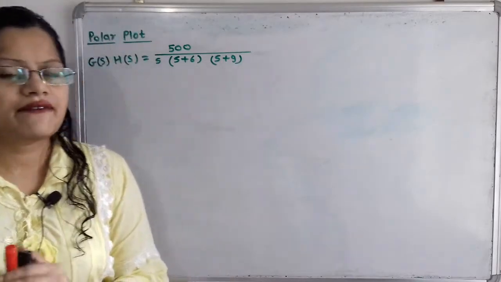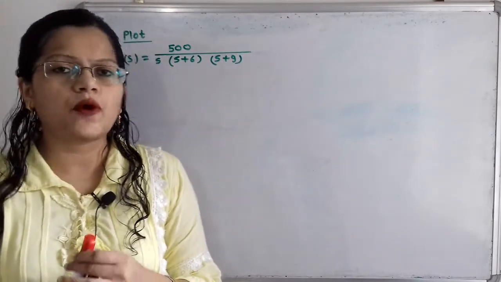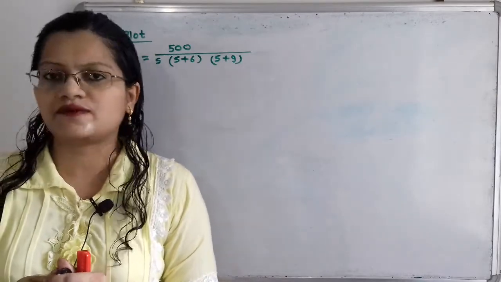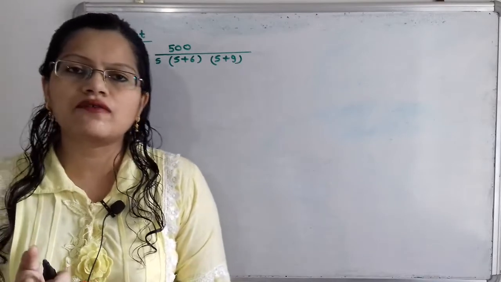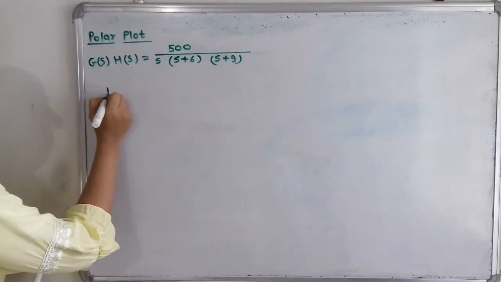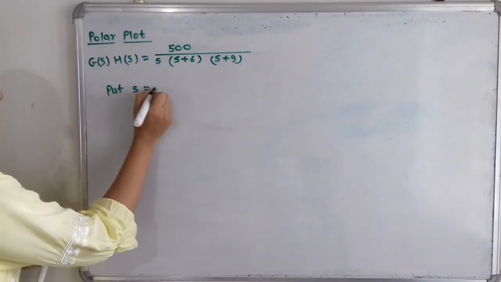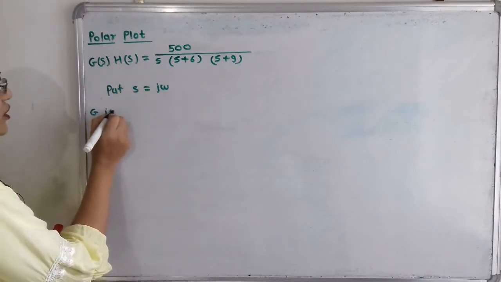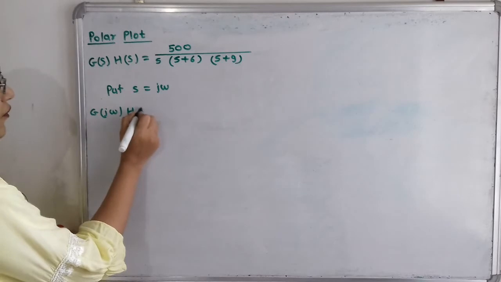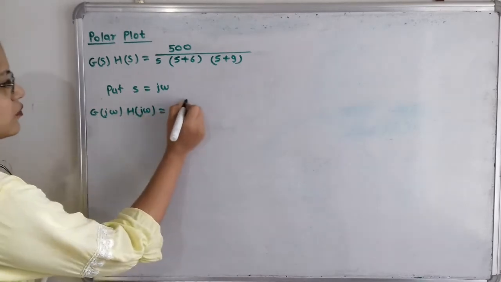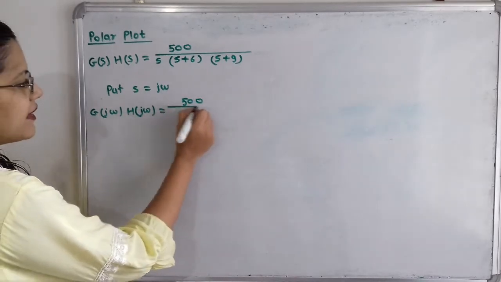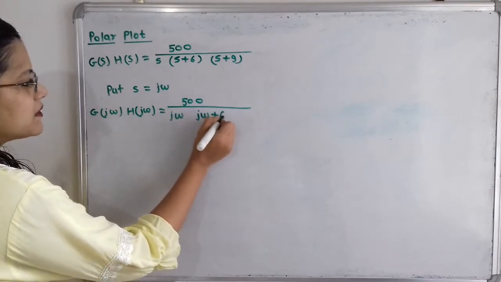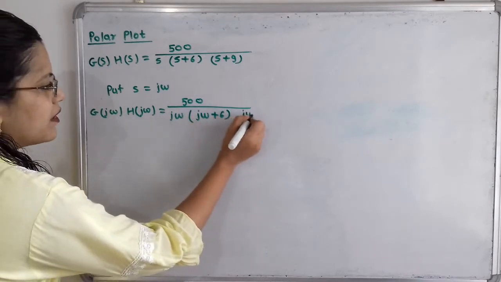Now this given transfer function is in the pole zero form. So we will convert this into sinusoidal transfer function. So how to convert? We have to put s is equal to j omega. So when we put s is equal to j omega, that is G of j omega into H of j omega is equal to 500 divided by j omega, j omega plus 6, j omega plus 9.